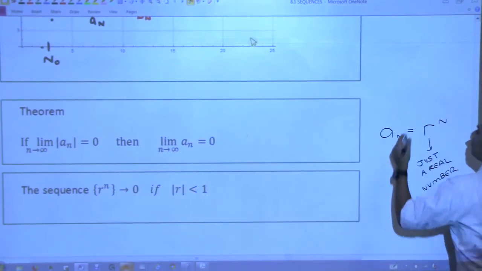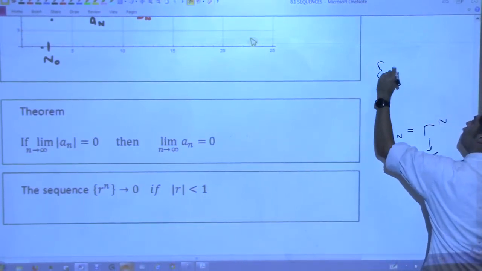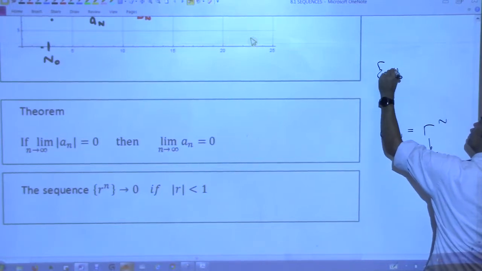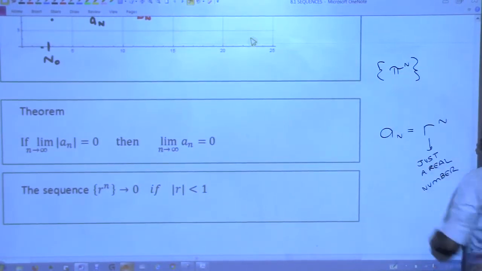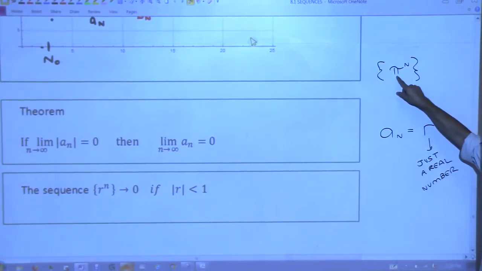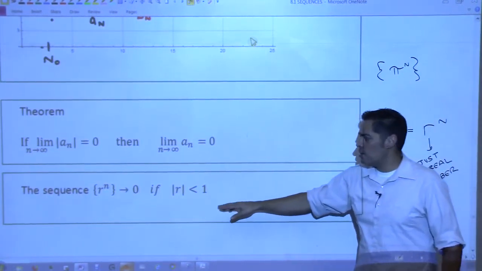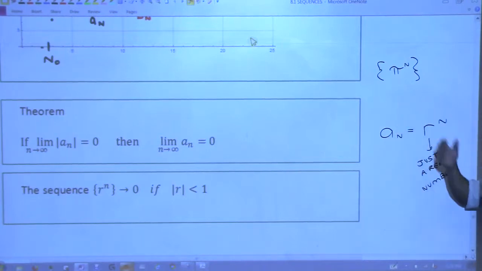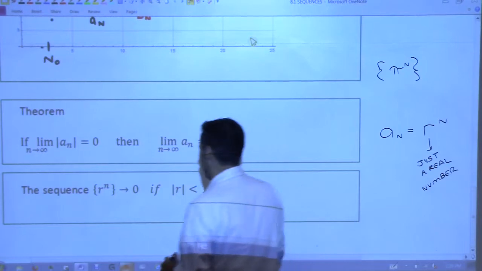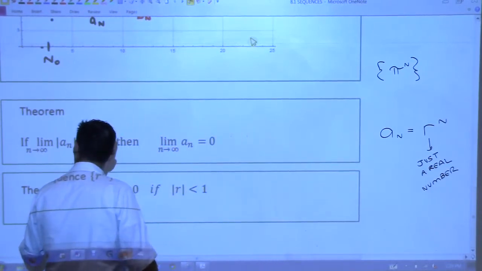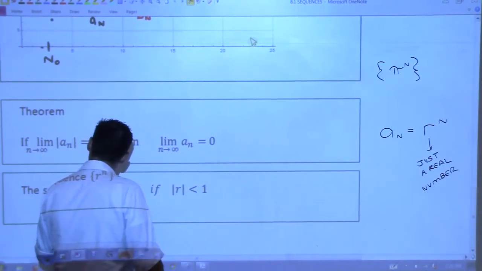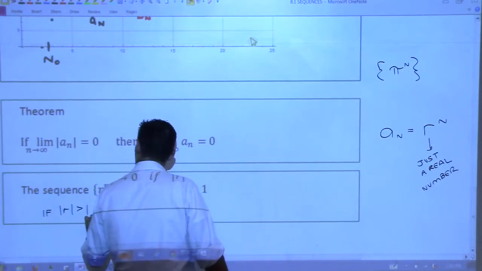So if I ask you right now, does pi to the n converge, what would you tell me? No, because pi is bigger than 1. So pi to the n is not going to converge to 0, so this is going to diverge. I should probably have said that. Let's add that on here. If the absolute value of r is bigger than 1, it will diverge.